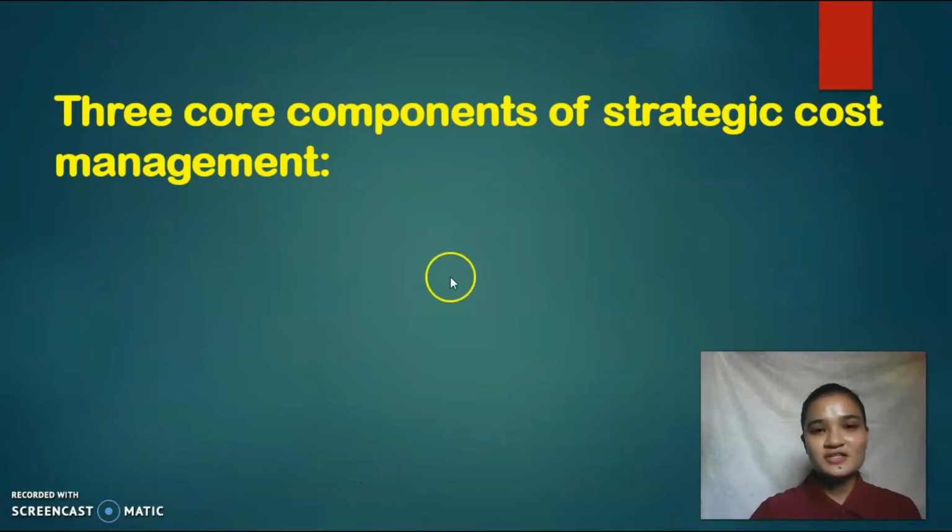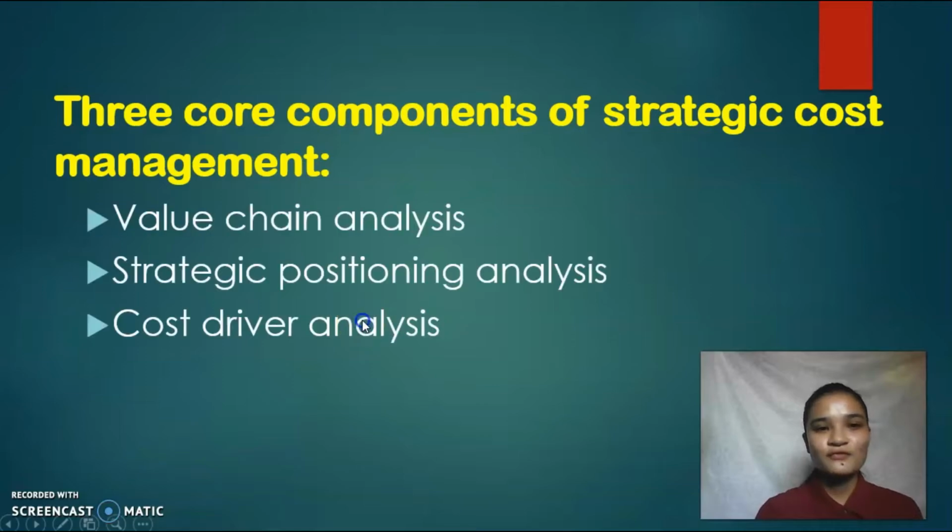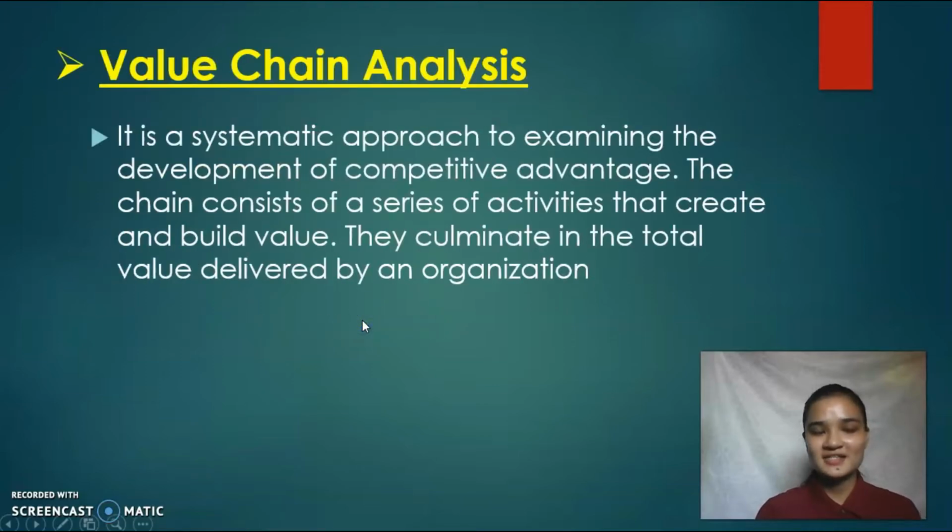In strategic cost management, there are three core components. The first one is value chain analysis. This helps the company to determine which type of competitive advantage to pursue and how to pursue it. It also helps the company to identify factors that create or hinder cost efficiency in its business model.